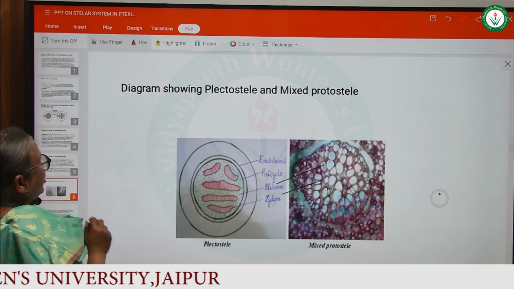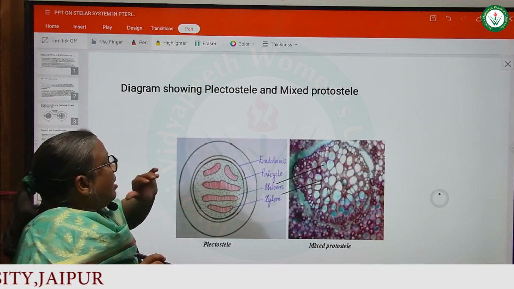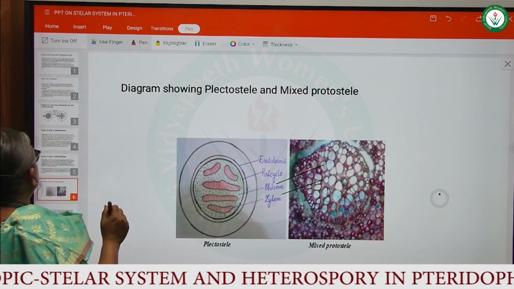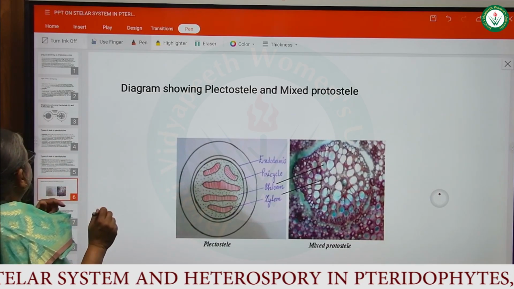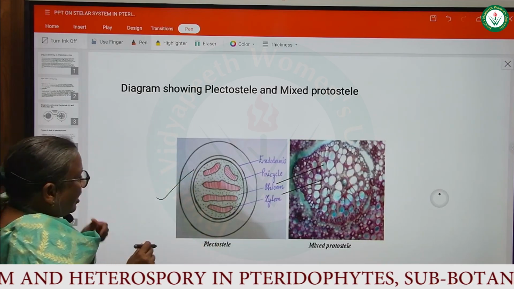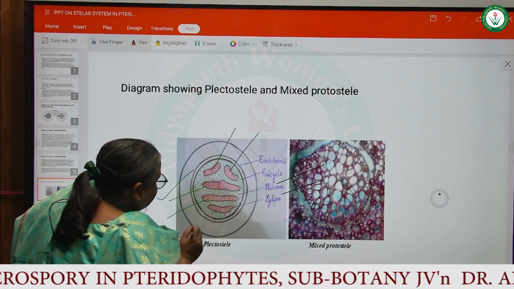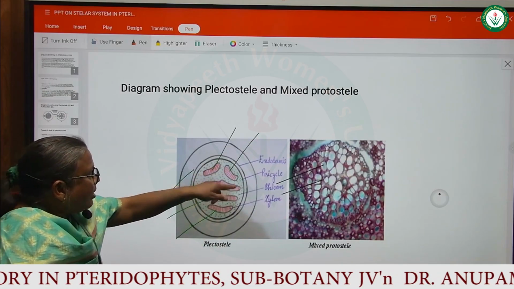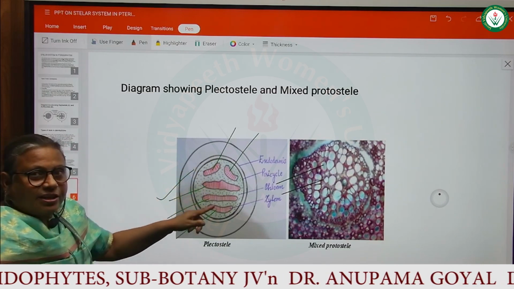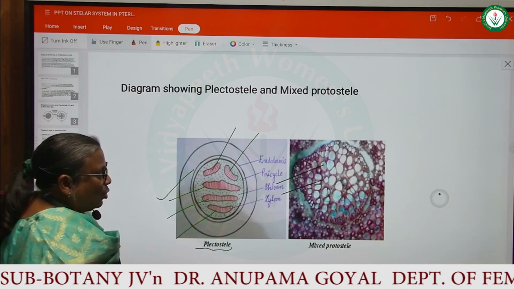So here I show you the diagram of the plate-like protostele, the plectostele, and the mixed protostele. Look at this diagram of plectostele. In this, the xylem is broken into a number of plate-like lobes, and these lobes are arranged parallel to each other. So it is called plectostele.